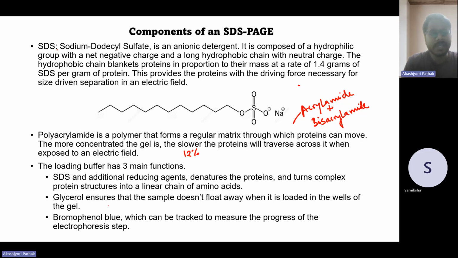And glycerol, why is glycerol present? Glycerol is present to add weight to your sample. When you load the protein into the well, you would not want the protein to float above. So it adds weight so that your sample gets properly loaded into the well. And then bromophenol blue is used as a tracking dye. So you can analyze how far your gel has run, and you can decide whether you have to stop the gel or run the gel more.